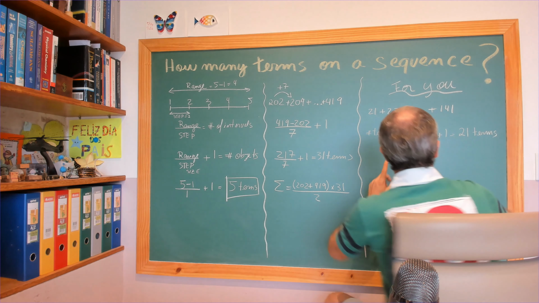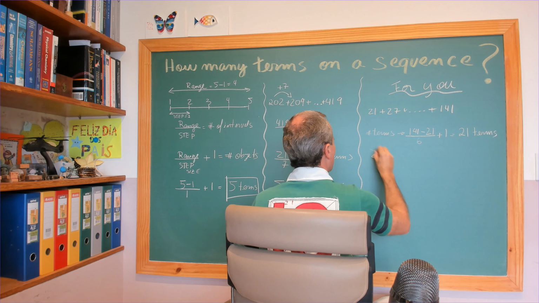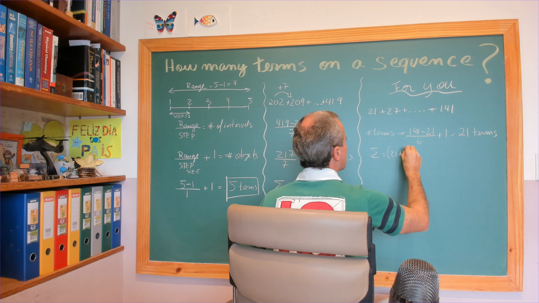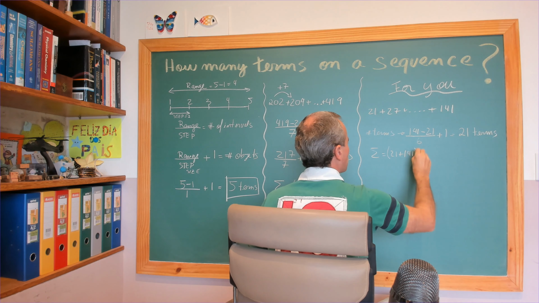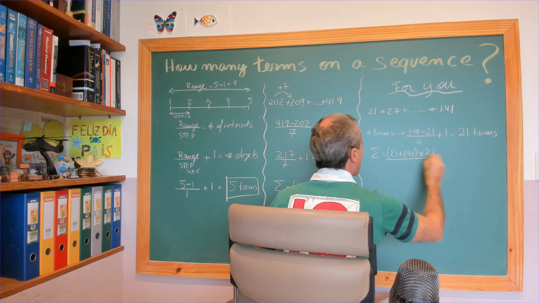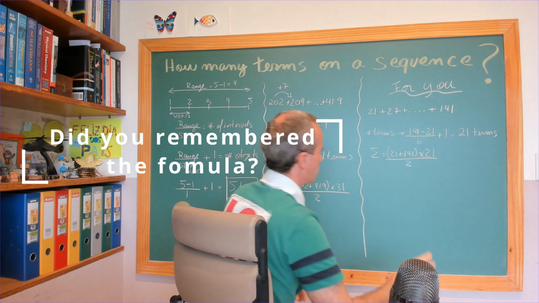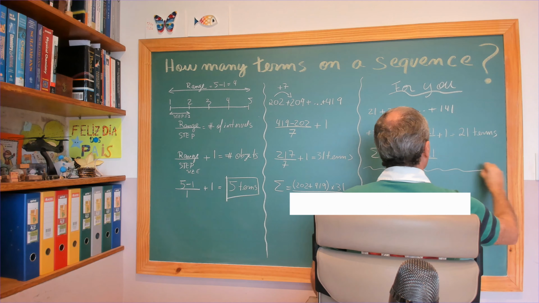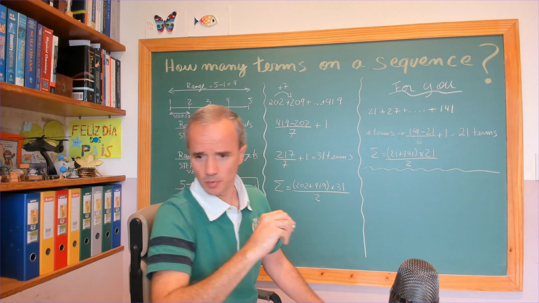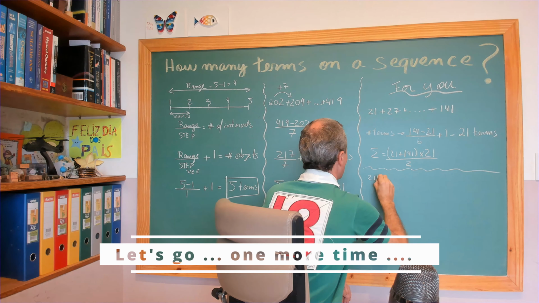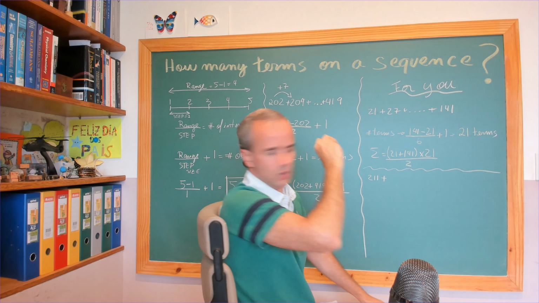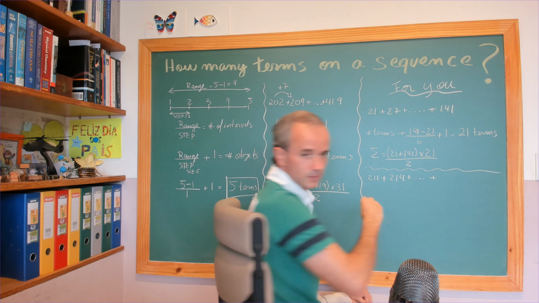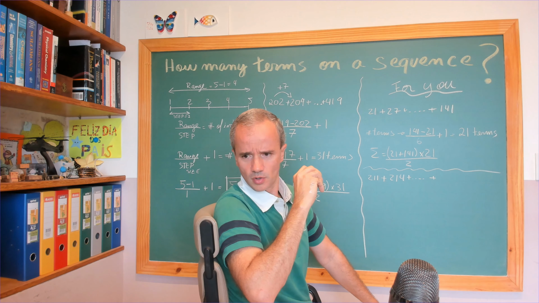Now, let's go for the sum. So the sum is going to be what? First plus last, times number of terms, divided by 2. Well, you get the answer there. Now another one for you. The next one is going to be this: 211 plus 214 plus something, continues up to 301.